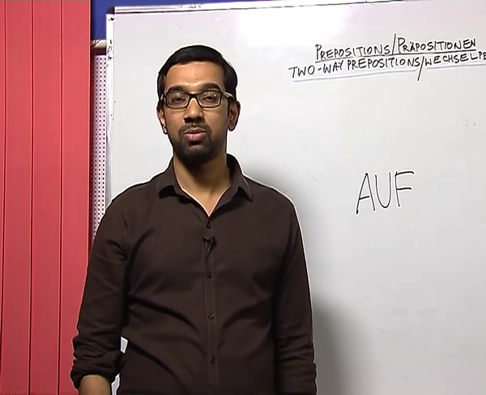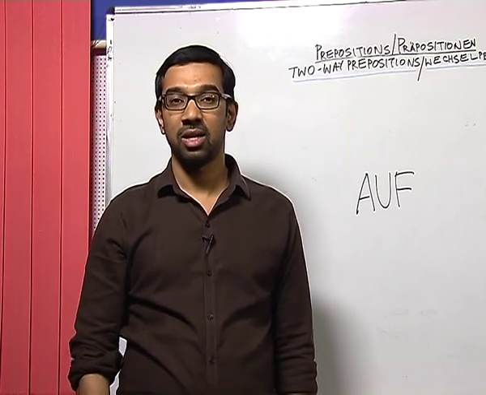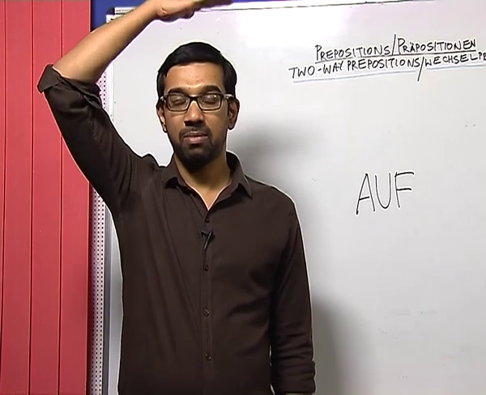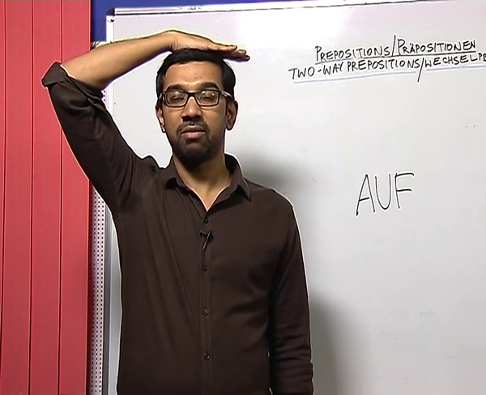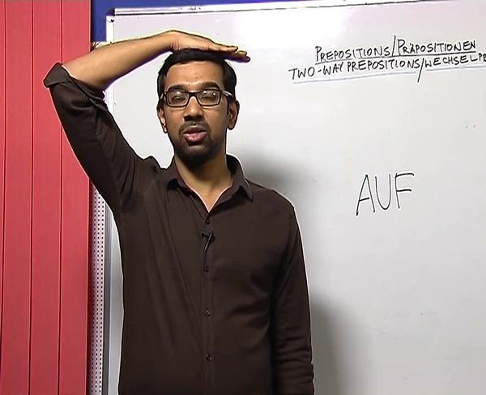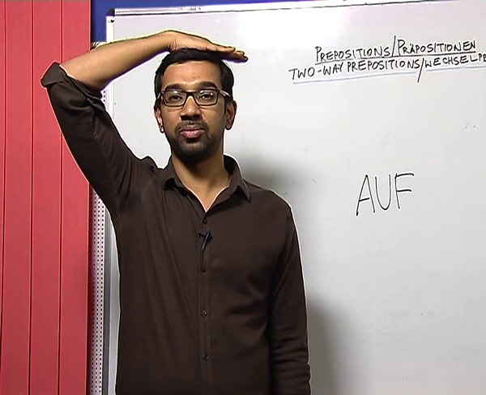Now, let us do this preposition auf once again. Raise your hand and place it on the top of your head. Touch your head with your hand, and there you have the preposition auf.